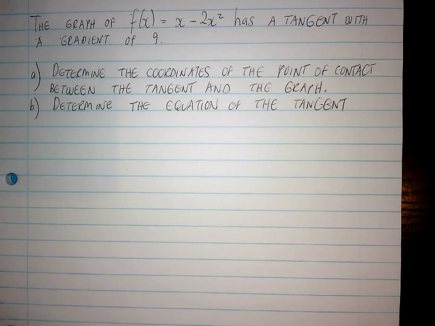Alright, so now let's look at this example. It says that the graph of f at x equals x minus 2x squared has a tangent with a gradient of 9, right? Then B says determine the coordinates of the point of contact between the tangent and the graph, and also determine the equation of the tangent.